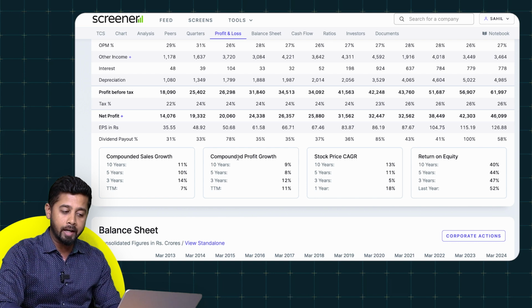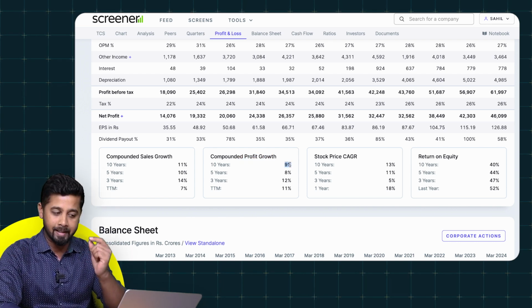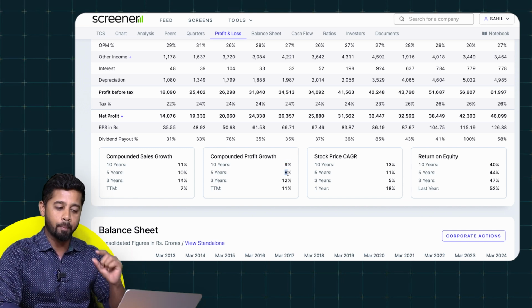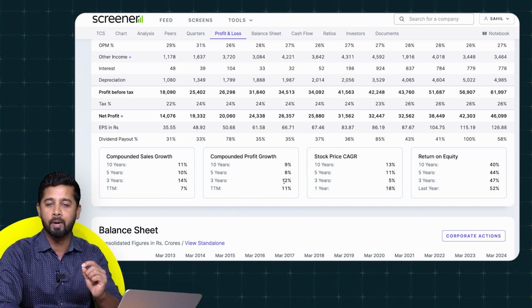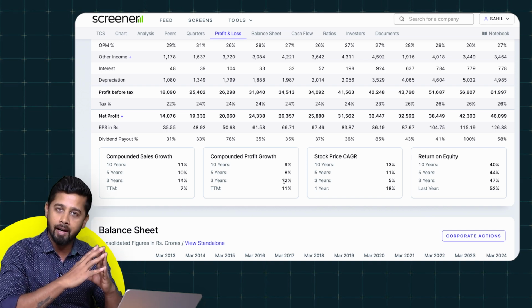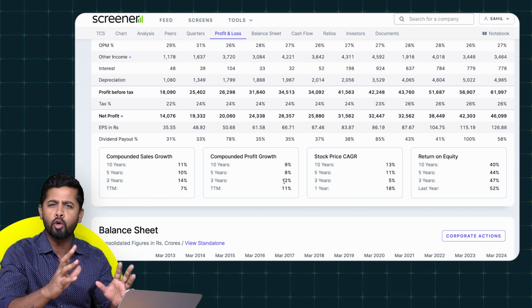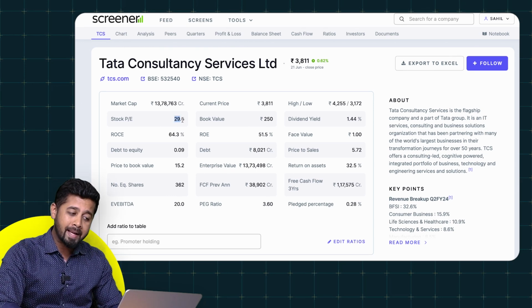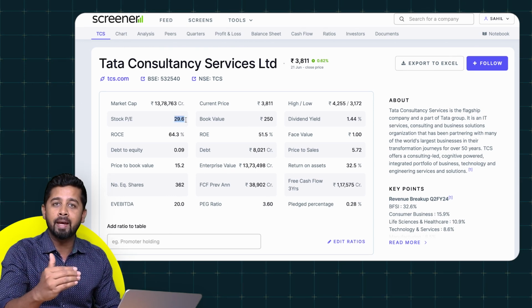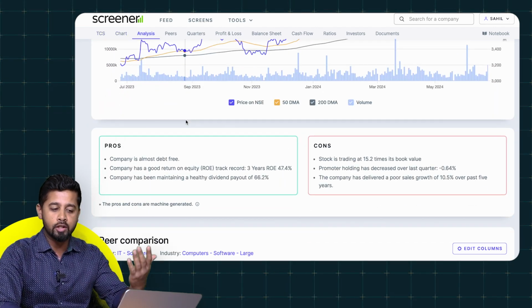If you look at the earning growth of TCS, in 10 years its earnings have compounded at 9%. In 5 years, it's compounded at 8%. And in 3 years, it has compounded at 12%. So on an average, Tata Consultancy Services earnings are compounding at an average of 10 to 11%. Now considering that kind of earning growth, it makes sense not to pay a PE of about 25-30. Why? Because obviously the earning growth is not that high.